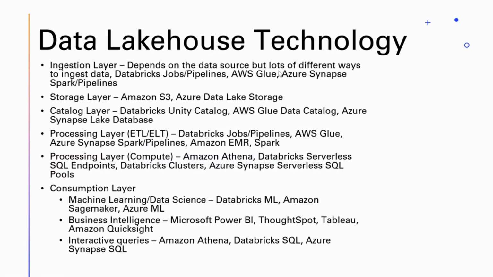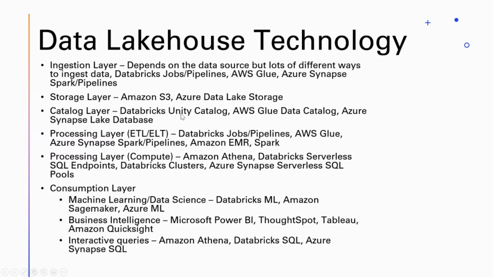So just to give you an idea of some of the different technology that you can use at these different layers. The ingestion layer is a little bit of a tricky one because it really depends on the data source, and there's lots of different ways to ingest data. But you can still use some of the ETL tools like Databricks, AWS Glue, Azure Synapse, Spark, or pipelines. The next layer is your storage layer, and this is the key area which stores all of your actual information, so all of your bronze, silver, and gold data. And the main ones are Amazon S3 and Azure Data Lake Storage.